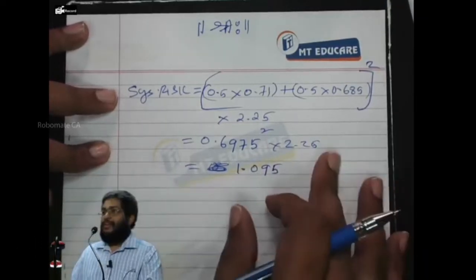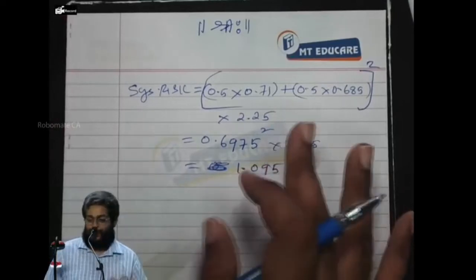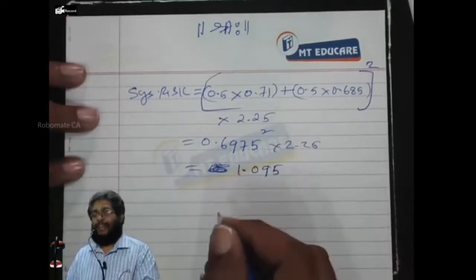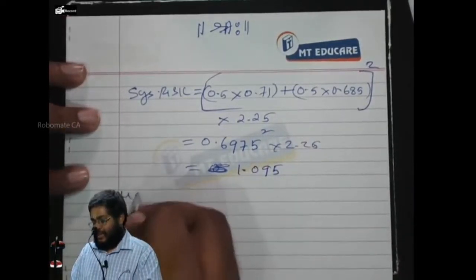Yes or no? If I give you some work, how much you are confusing. 1.095. Can I proceed? Now, next. Unsystematic risk.